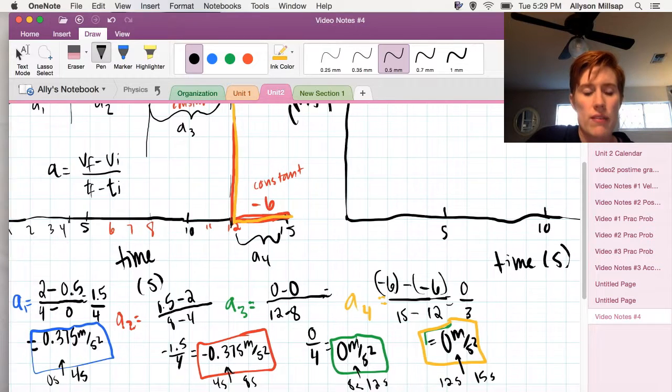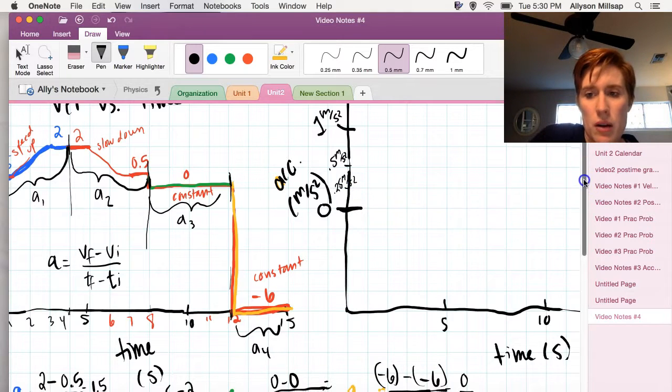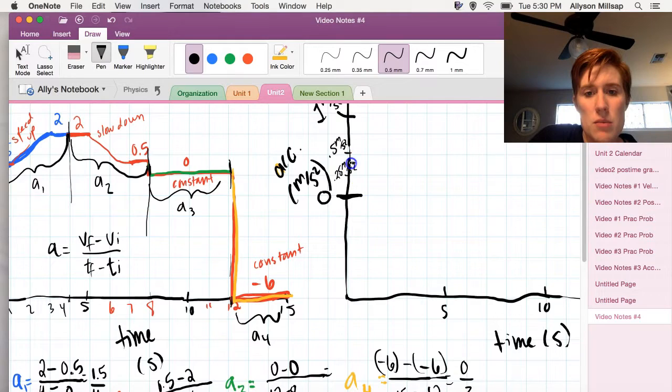Okay, so I'm going to go and graph that. My first 4 seconds was 0.375. Let's just say that this is 0 and that over here it's 1 meter per second squared. So this is 0.5 meters per second squared. So this is 0.25 meters per second squared. If we're talking about 0.375, we're looking somewhere right here, right? So that lasts for the first 4 seconds. Right, this is 0, this is 4.